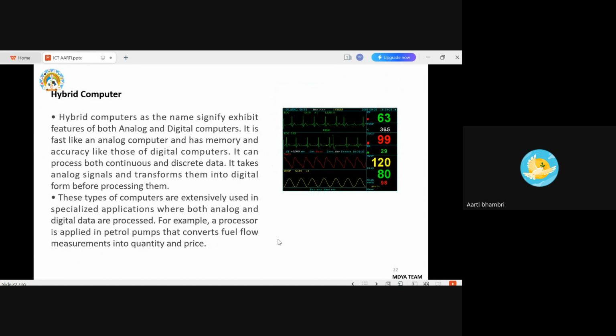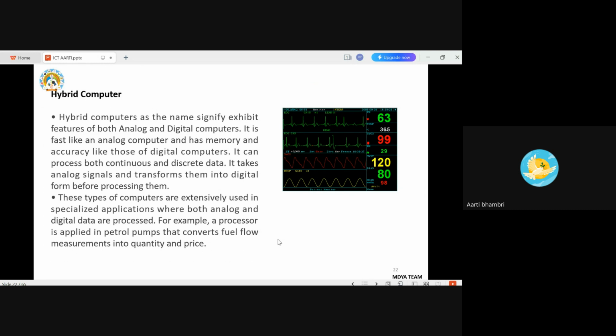Okay. Hybrid computer, as, ma'am, the name signifies. Yes, please, can you just please go a little slow? Yes, yes, sorry. Yes, because I know my speed is so much.